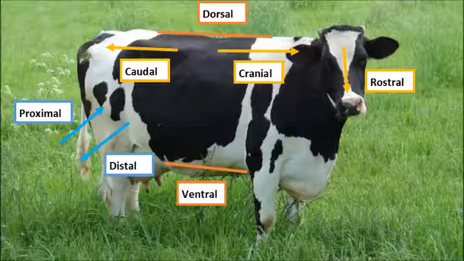Other terms that may be useful to know are adduction and abduction. Remember, adduction is bringing the limb towards the median plane, while abduction is bringing the limb away from the median plane. Now that you're aware of these directional terms, let's get started on learning the bovine anatomy.